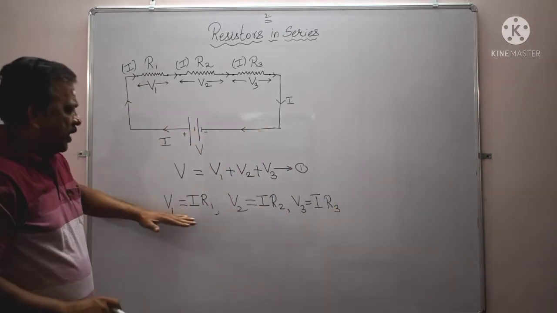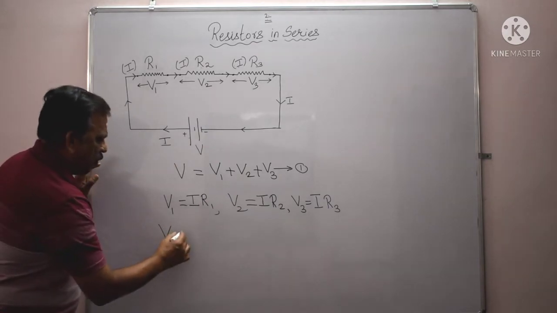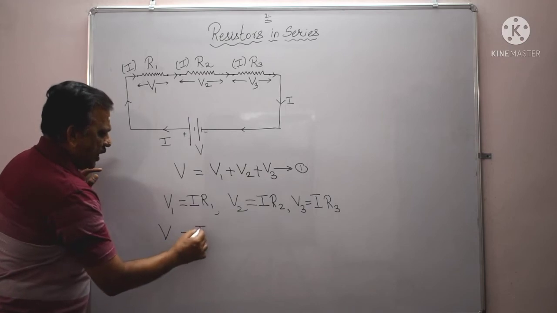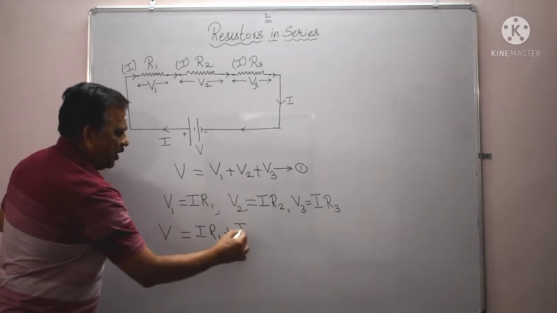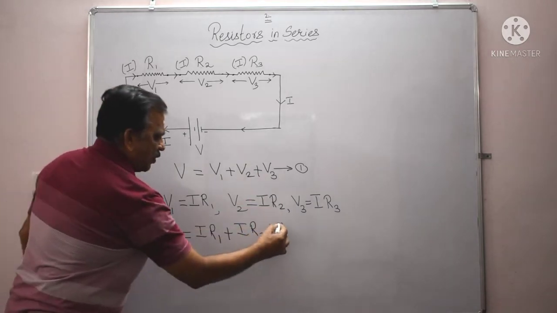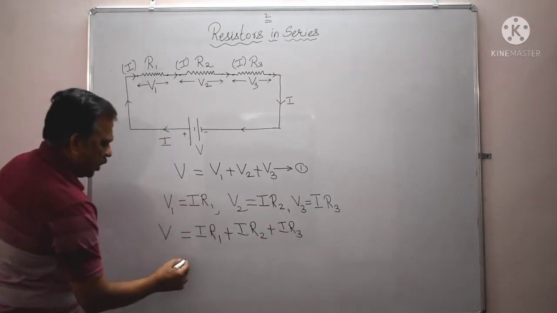So substituting these things over here in expression 1, I end up with V equals, instead of V1, I am going to write I R1 plus, instead of V2, let me write I R2 plus I R3. And I is common, so let me take it outside.